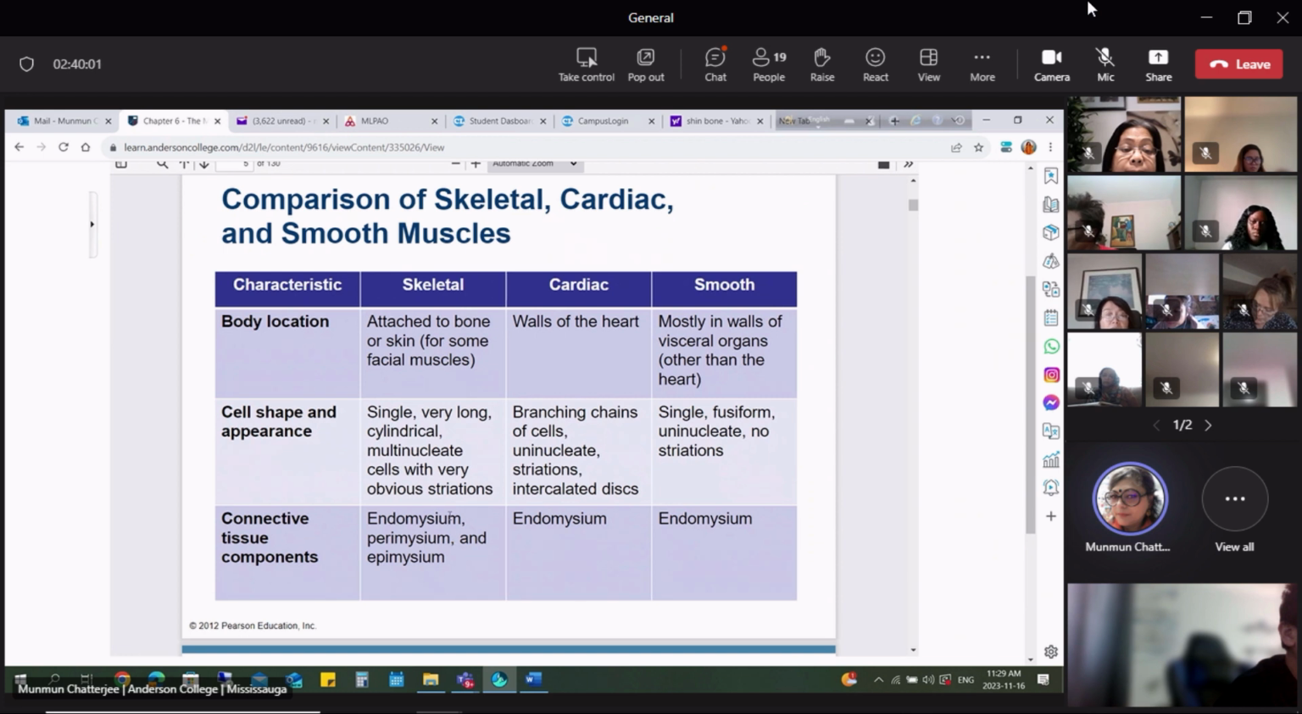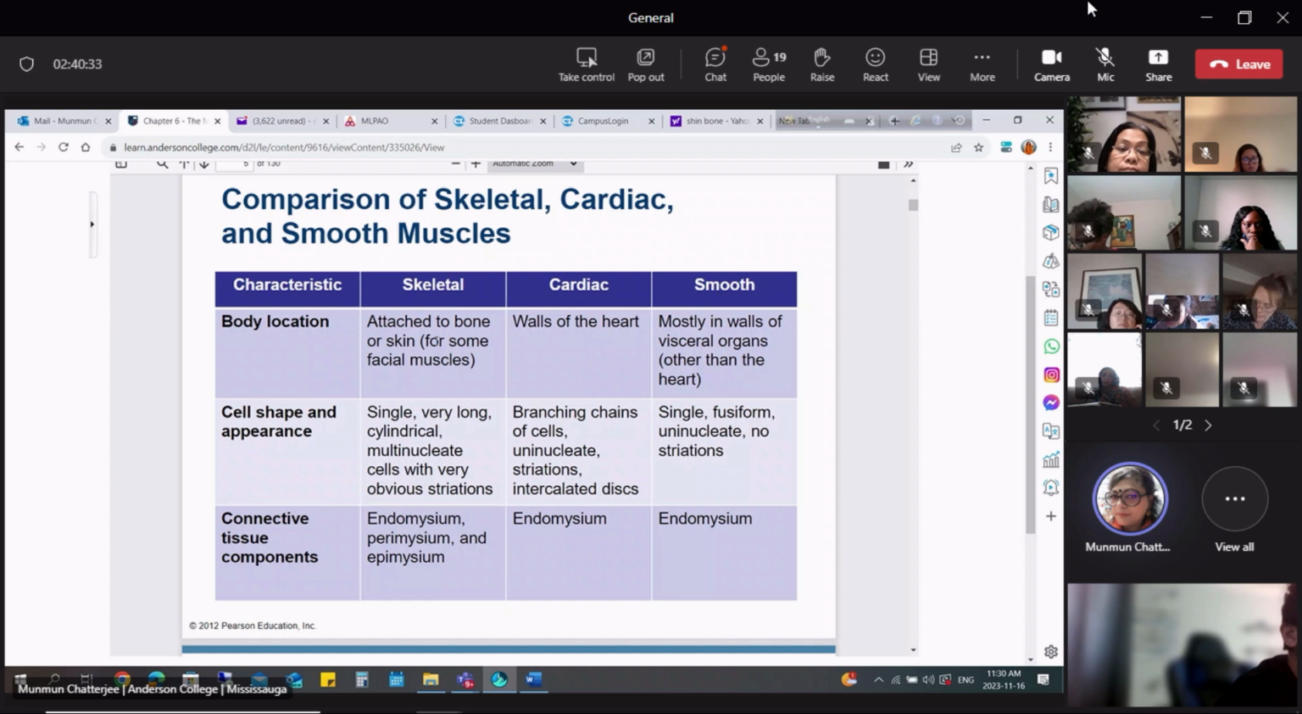And what are the connective tissue components? Endomysium, perimysium, and epimysium. These are the connective tissue. We will see the structure later. So, first of all, skeletal muscle is mainly attached to skin or bone and the facial structures. These are long, cylindrical, multinucleated, and striated. Okay, and it has three connective tissue layers.